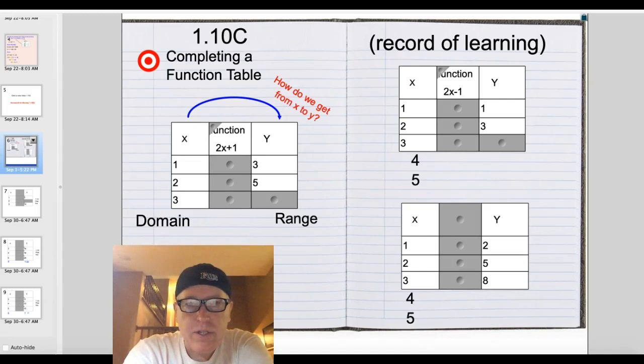Hey folks, welcome back. Let's get going on this here. Pretty simple target. Basically, we're trying to figure out how to get from x to y.